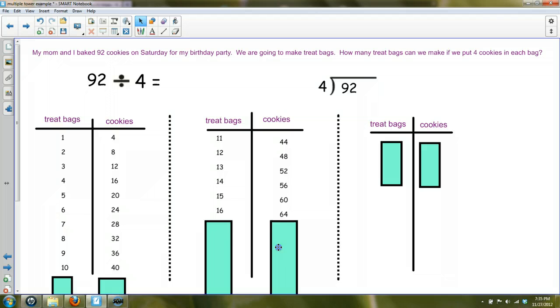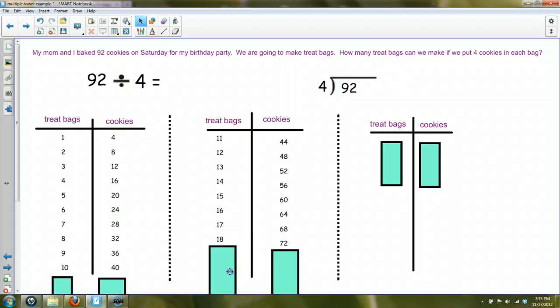16 treat bags, 64 cookies. 17 treat bags, 68 cookies. I'm getting close, not quite up to 92 though. 18 treat bags, 72 cookies. 19 treat bags, 76 cookies. 20 treat bags, 80 cookies. Oops, 80 cookies.